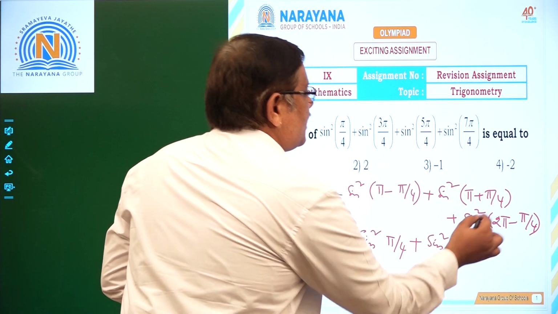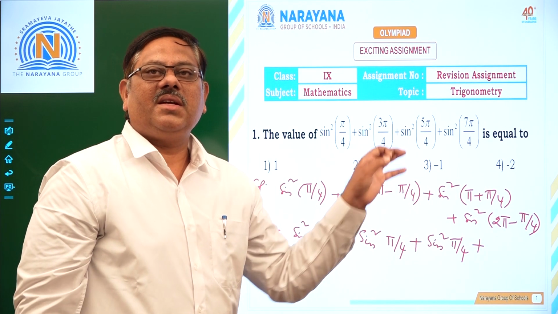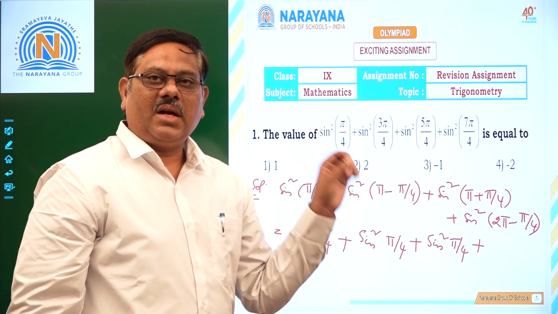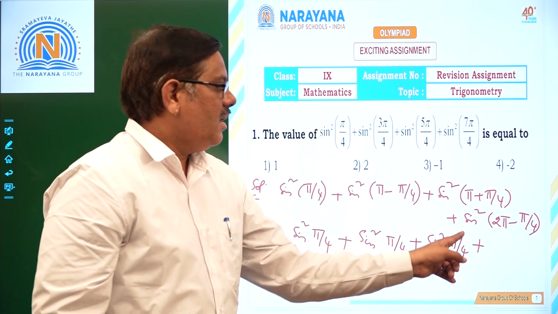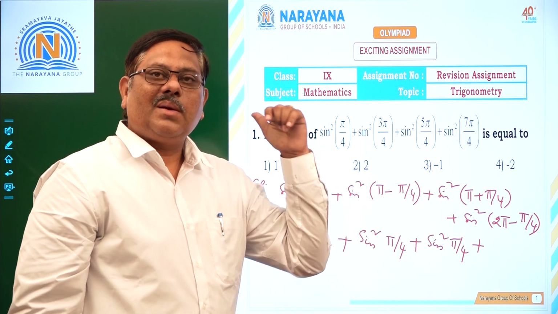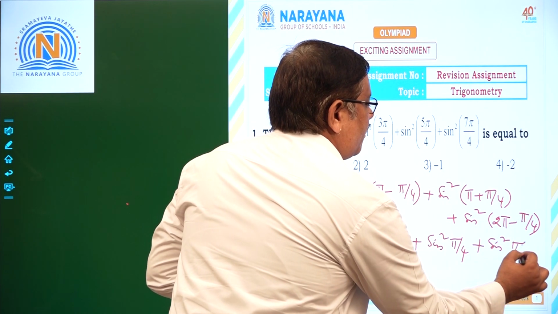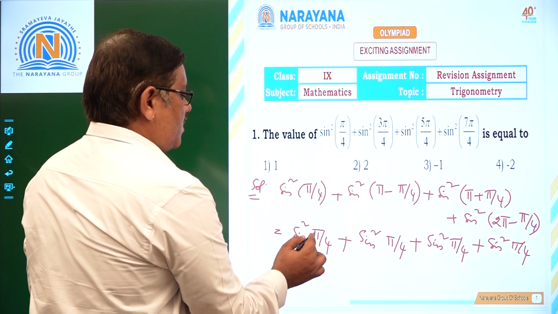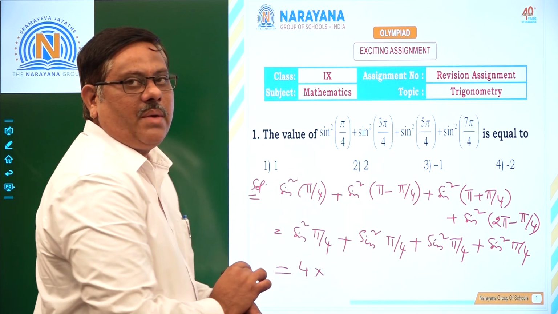Plus sin 2 pi minus pi by 4. 2 pi means 360 degrees. Sin of 360 degrees minus theta is also minus sin theta. Again you have square for that, so it is plus again. So again it is sin square pi by 4. So here we have sin square pi by 4 four times, that is 4 times sin square pi by 4.